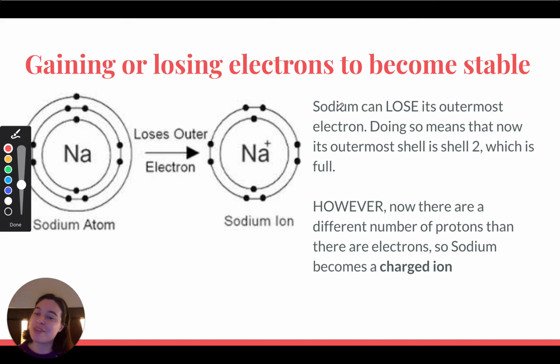Now, the other part of this is that something weird happens when you do this, because now I still have 11 protons, but I only have 10 electrons. So I have 11 positive charges, 10 negative charges. That means that this sodium has a net charge of +1. Now, chemists happen to be particularly lazy about the number 1. Usually chemists don't bother to write it. So instead of writing sodium +1, it's okay to just write sodium and then put a little plus up here in the upper right-hand corner. At this point, this sodium has become a charged ion. It no longer is neutral.